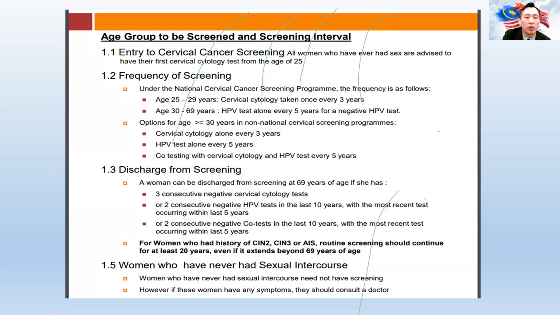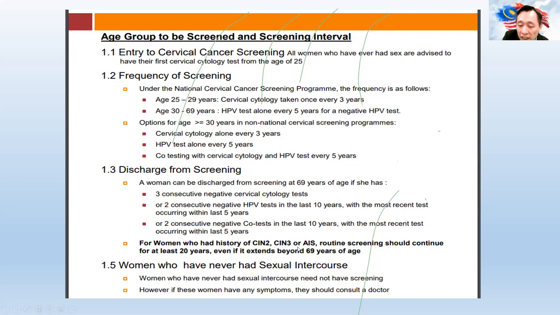For 25 to 29 years old, you do a cervical cytology once every 3 years. Why don't we do HPV? Because young patients are able to eradicate the HPV virus themselves. For 30 to 69 years old, you can do HPV alone, or you can do a co-test, all right, every 3 to 5 years. You can discharge them if they have 3 consecutive negative cytology and are above 69 years old, or they have 2 consecutive HPV tests in the last 10 years, or if they have a negative co-test for the last 10 years. All right, if they are CIN1, CIN2, CIN3, and AIS, then you should continue follow-up for the next 20 years.